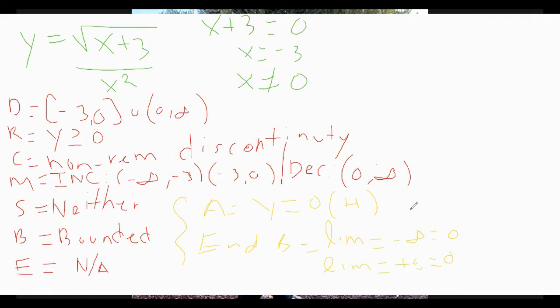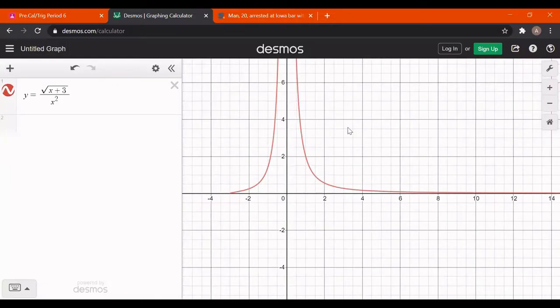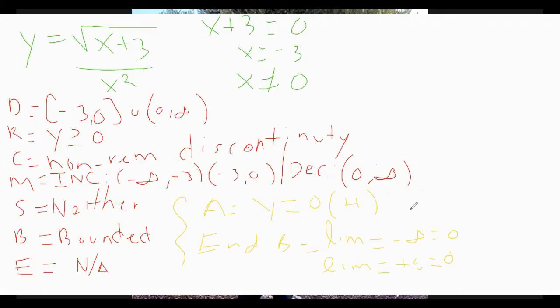And then, sorry about that. And then it's not odd. It looks like it's odd, but it's not actually. So it's neither. Now, let me share it again. So there it's neither. And now the B stands for bounded.